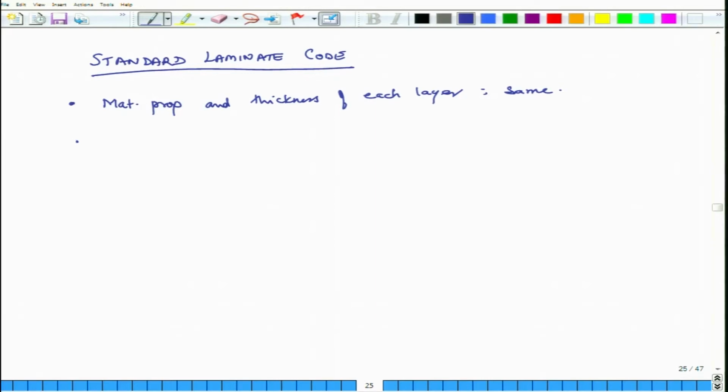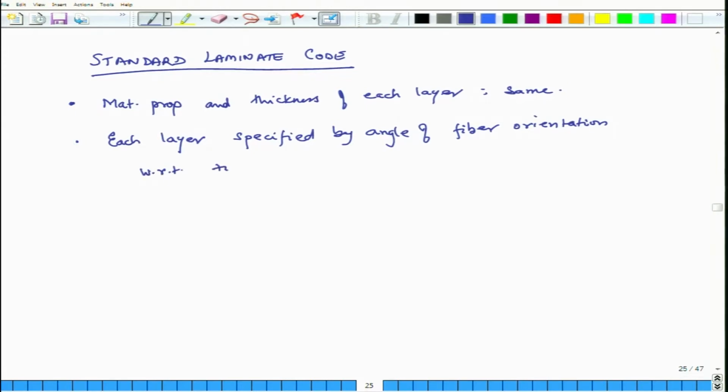So, the other thing is that each layer is specified by the angle of fiber orientation with respect to the x axis. Okay. So, this angle could be a positive number or a negative number, and we always use degrees.